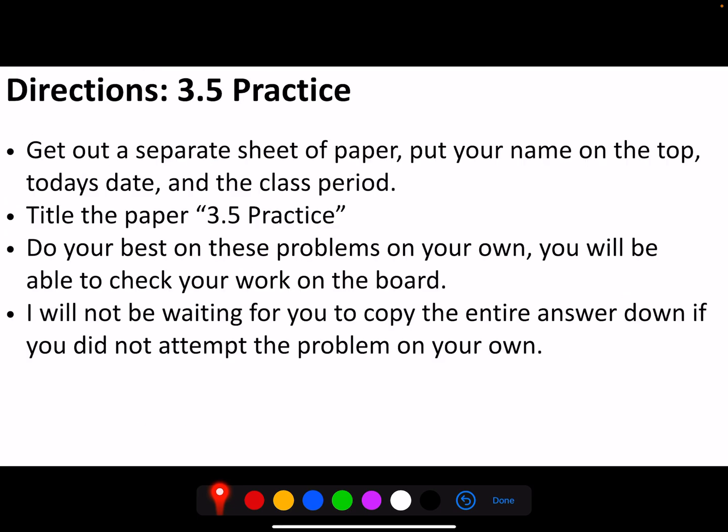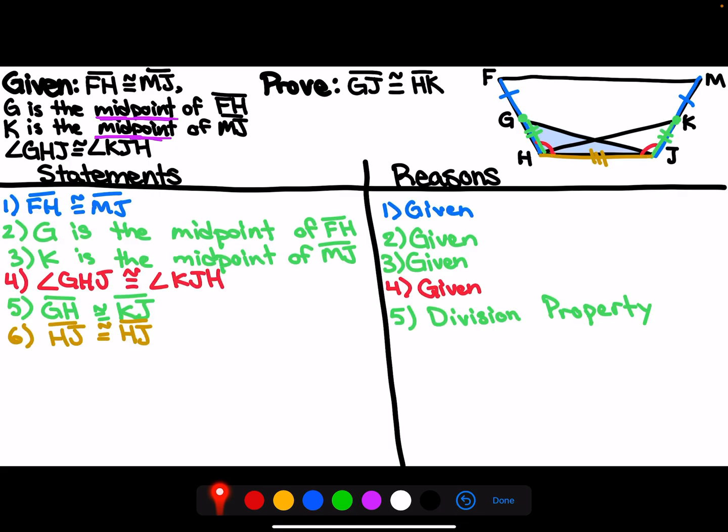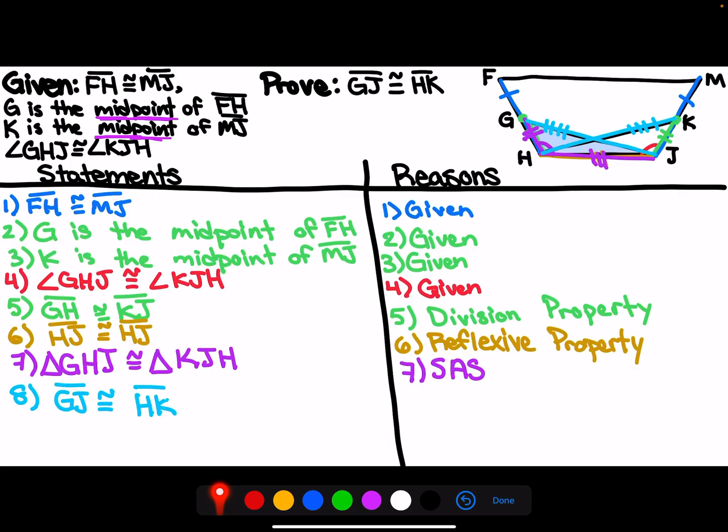All right. So with that, we are now finished with today's lesson. Again, it was just overlapping triangles. It's pretty straightforward. You're just doing the same proofs. Just the overlapping parts are congruent to each other by the reflexive property. That's the main thing that we wanted to make sure that we got through today.